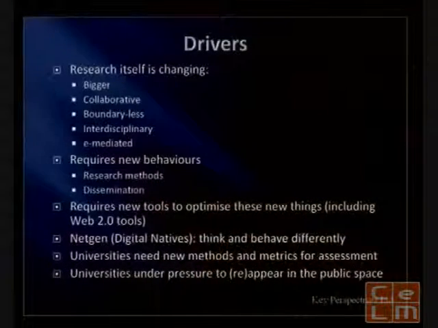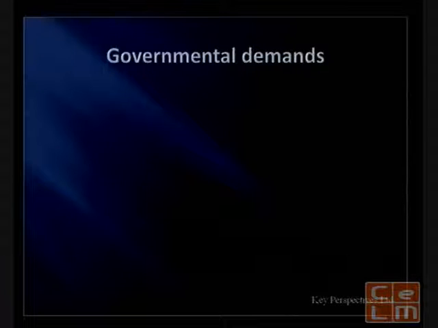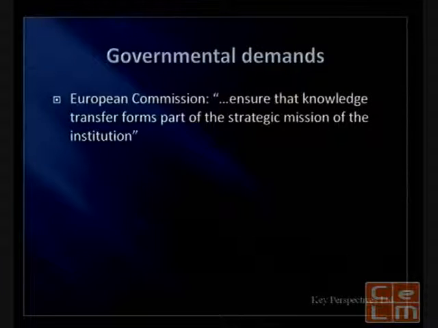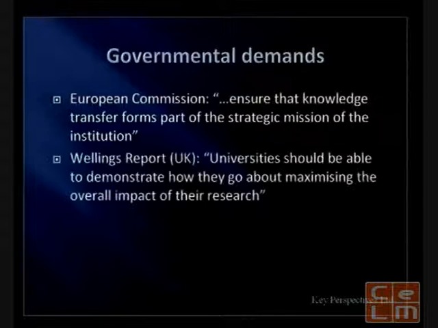Universities themselves need new methods and metrics for assessment, and they are all enabled by having the research literature open access and the data that underpin it. And universities are under pressure to reappear in the public space. Here are a couple of examples of directives that have come out in recent years. The European Commission, for example, asks universities to ensure that knowledge transfer forms part of their formal strategic mission.